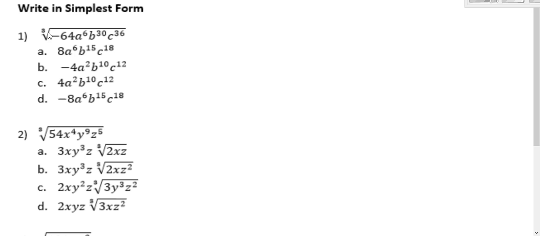So first one, we've got a cube root of negative 64. You need to know all your perfect cubes. If you don't, you should have a list somewhere. You can always reproduce it. You've got squares, cubes. You can even go up to quartics.